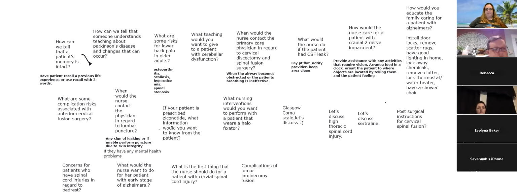That's very good. What would the nurse do if the patient had a CSF leak? Lay the patient flat and notify the provider. Yep, keep the area clean. Very good. All right, how would the nurse care for a patient with second cranial nerve impairment? Okay, let me see.